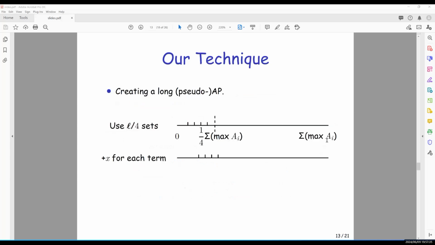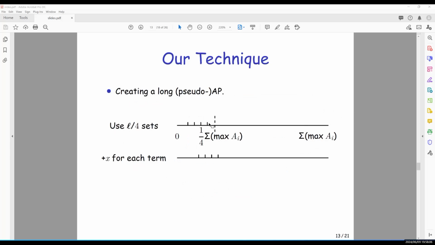To handle the bad case, our basic idea is to create an AP, or actually a collection of APs, that can cover a wide range. So let us assume that the sum cardinality of the A_i's is very, very large, so that even with a quarter of the input sets, we can already guarantee the existence of a long AP.